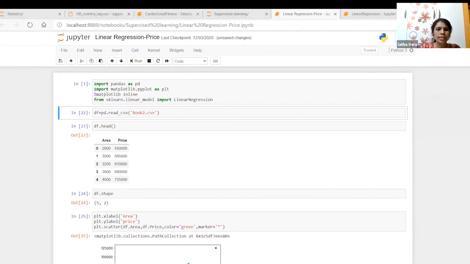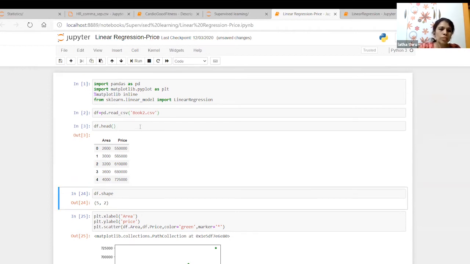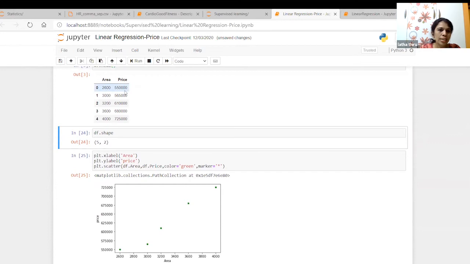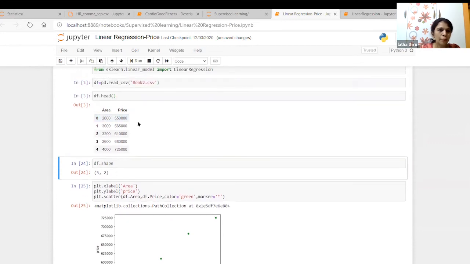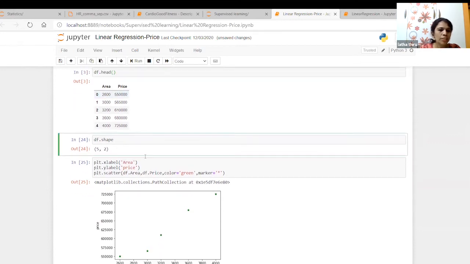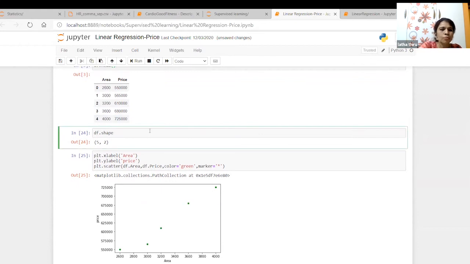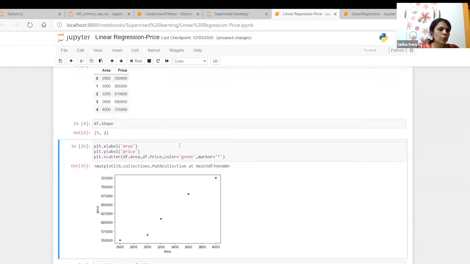Then what is the next step? We have to read the file, which is actually book 2, so that's why I have taken that. Just looking into my data, it is saying about area and price. I have taken a very small data set of shape 5,2. I'll show you how it works, and then we will be dealing with a bigger data set.